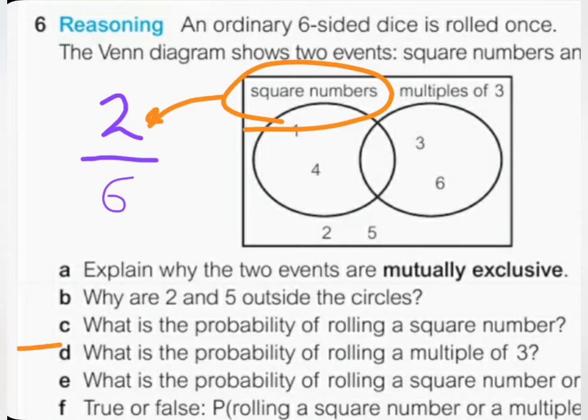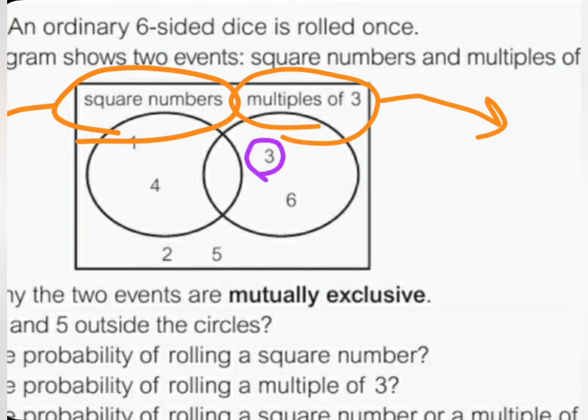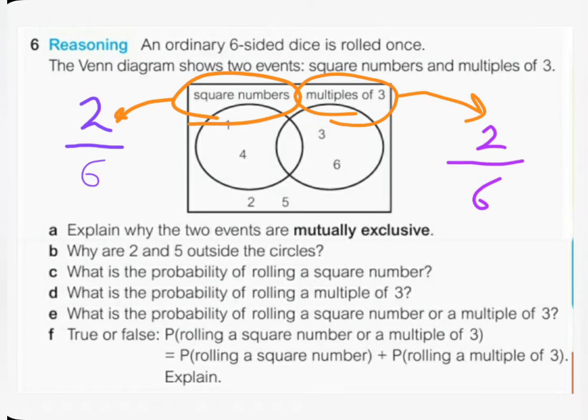Very good. Now, what's the probability of rolling a multiple of 3, which is question D? Same thing here. How many do we have in a dice? Very good, we have 1, 2. So we make a fraction, we put 2 on top. And then we have 6 numbers in a dice, so we put 6 here. So the probability of rolling a multiple of 3 from a six-sided dice is 2 out of 6. Very good. So basically, rolling a square number and rolling a multiple of 3 from a six-sided dice have the same probability, which is 2 out of 6.